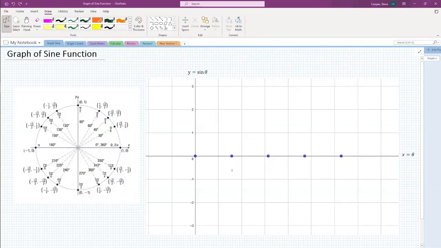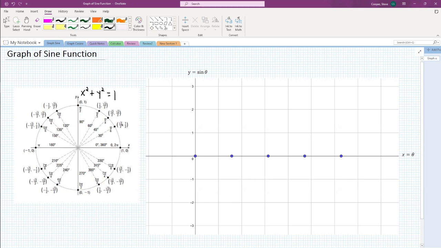Hello, class. We're going to take a look in trigonometry at the graph of a sine function. So we're accustomed to the graph here of the unit circle. And remember, the graph for the unit circle is going to be x squared plus y squared equals 1. So that's the circle.